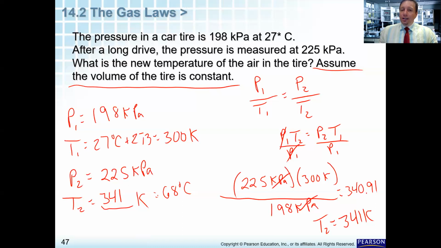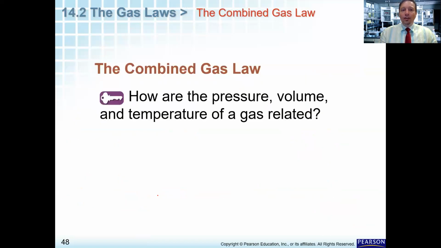The next virtual lesson I will have is going to be on Wednesday, and it will be the combined gas law. It's exactly what it sounds like. We're going to combine Boyle's, Charles's, and Gay-Lussac's into one, and we're going to begin to work with it. And that is, how are the pressure, volume, and temperature, all three of those variables, together related? And we're going to work some example problems.